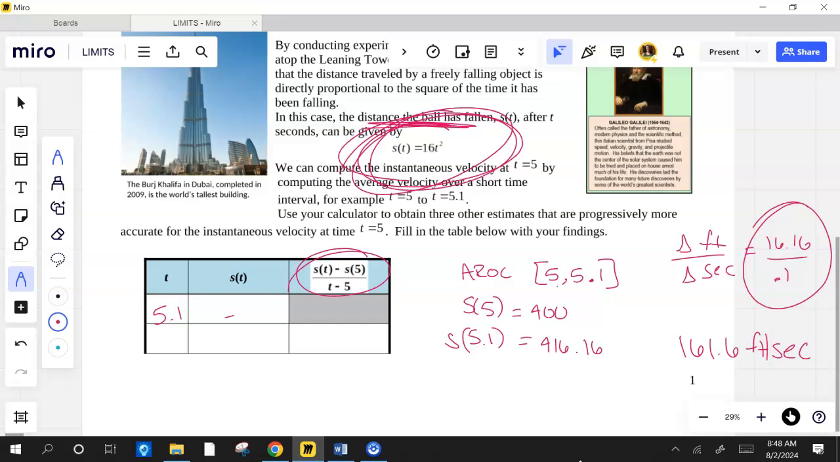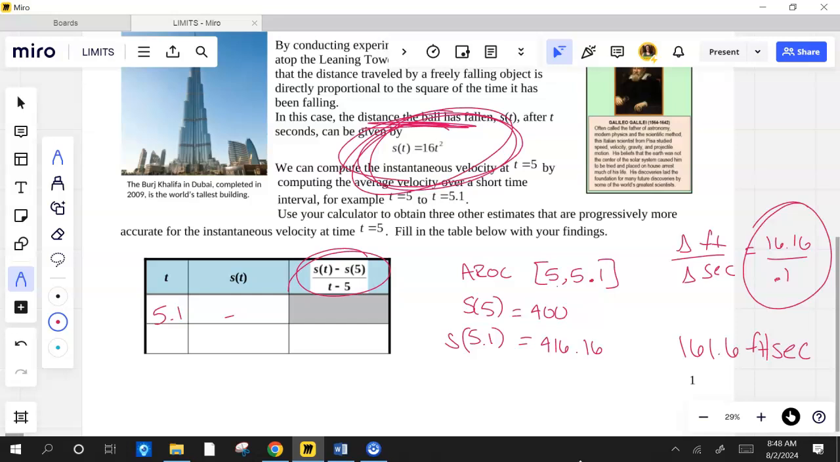The 161 came from how much the speed changed. At 5 seconds, it was 400 feet. At 5.1 seconds, it was 416 feet. So how much did it change from here to here? The distance changed 16.6. The time changed 0.1. Okay? Let's take it even further out, because remember what I'm trying to do is I want to know how fast the ball was falling at 5 seconds.